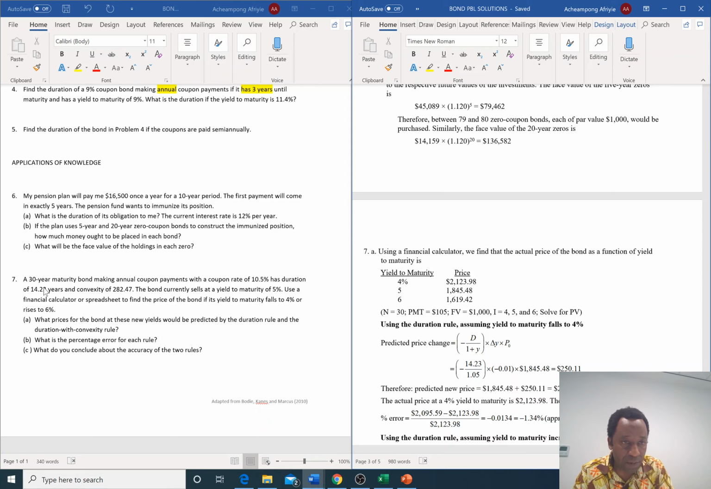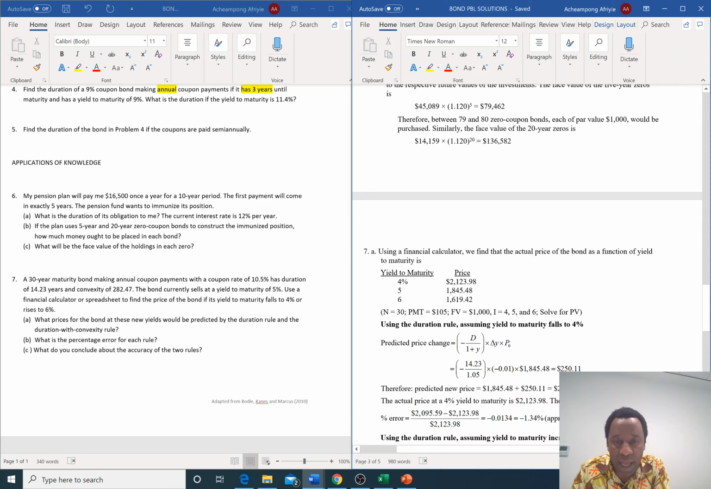So it's a 30-year bond. The coupon is 10.5%. The yield to maturity now is 5%. Okay, so what will be the price of the bond? And then if the bond's yield to maturity changes to 4% and to 6%, what will be the prices as well? Again, without a calculator, working these things out by hand will be quite boring, frankly.